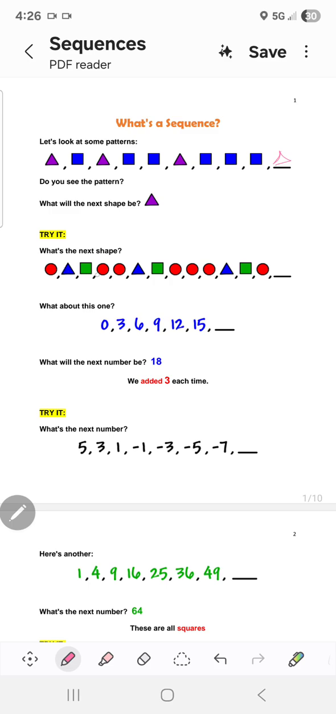Circle, triangle, square. Circle, circle, triangle, square. Circle, circle, circle, triangle, square. Well, the next one would be circle.